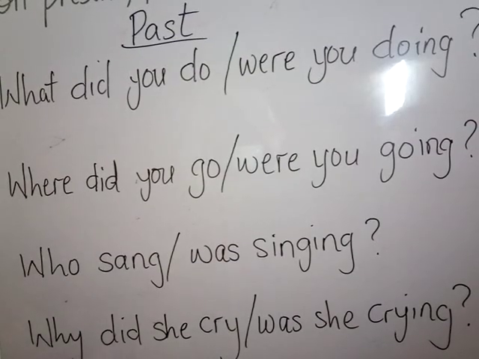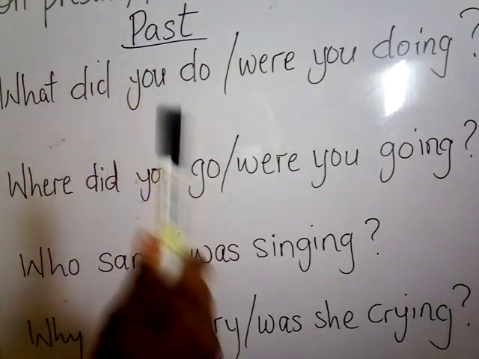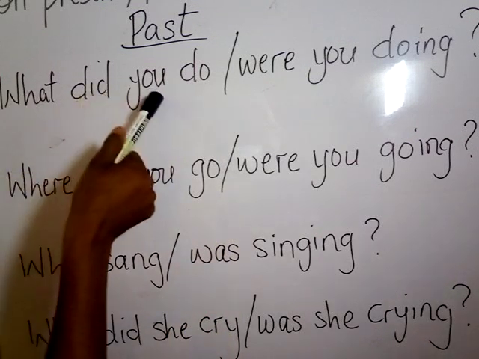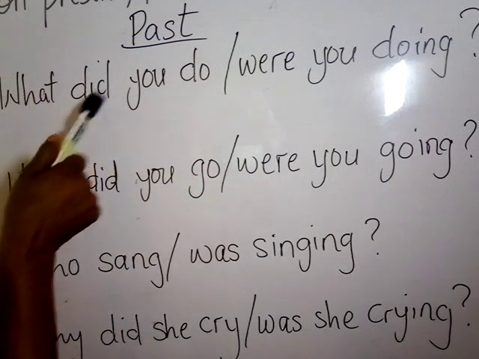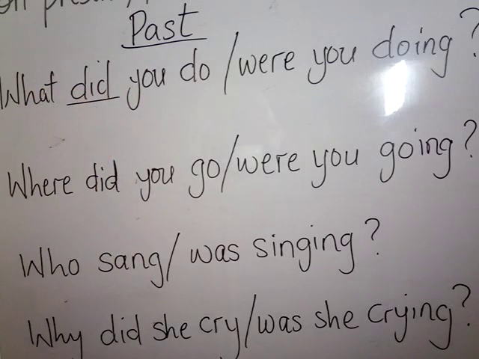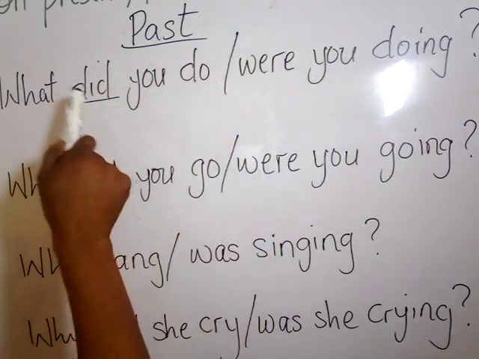All right, so now we come to asking questions on past actions. Actions that have already taken place. So here you have, what did you do? Remember when we're talking of present, we used what are you doing? But here this action has already taken place. So it is, what did you do? Or what were you doing? Now, there is a difference between these two, okay?